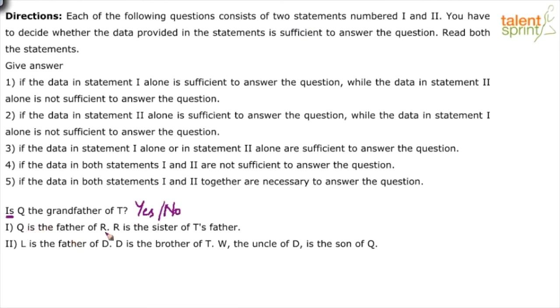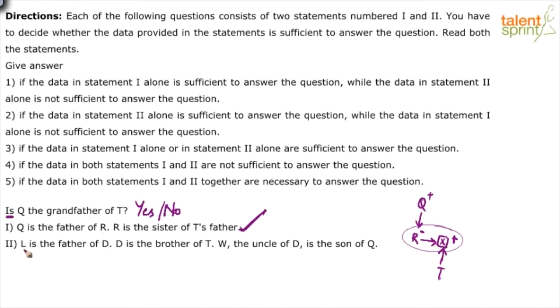So is Q the grandfather of T? Look at statement 1. Q is the father of R. Draw the family tree quickly. R is the sister of T's father. So let's assume this is T here. T's father is this person. Let's assume the person is X. So Q is the father of R, and R is the sister of T's father. So is Q the grandfather of T? Yes, clearly Q is the grandfather of T. T's father's father. These two are siblings, right? Father's father is grandfather. So statement 1 is clearly sufficient to answer this question. According to statement 1, yes, Q is the grandfather of T.